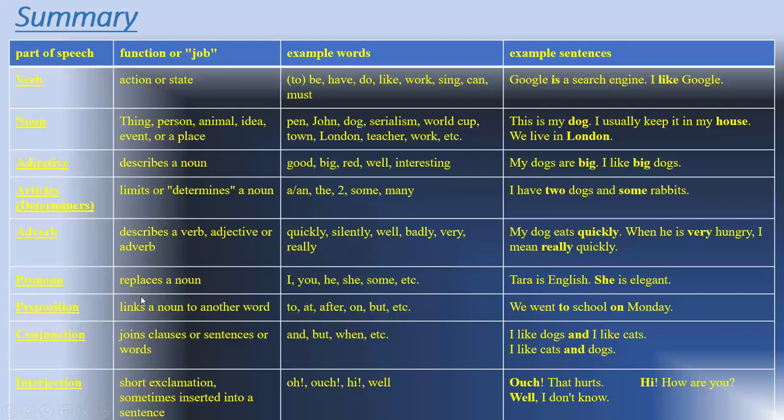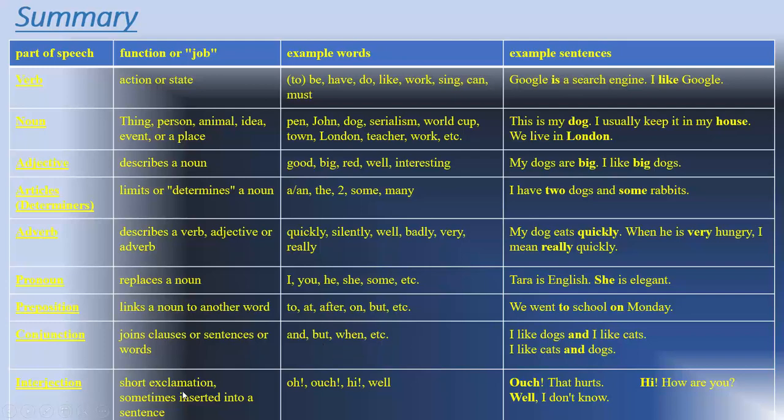Pronouns. Pronouns replace a noun, to avoid repetition: I, you, he, she, some, etc. Preposition: links a noun to another word: to, at, after, on, but, etc. Conjunction: joins clauses, sentences, or words: and, but, when, etc.